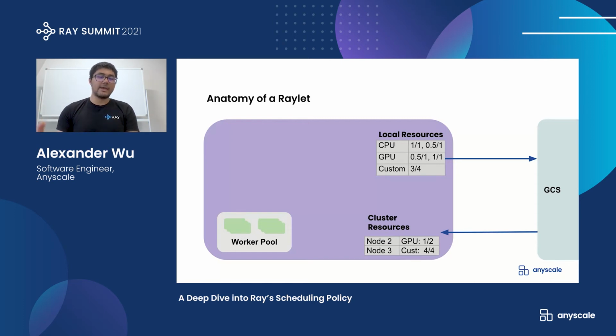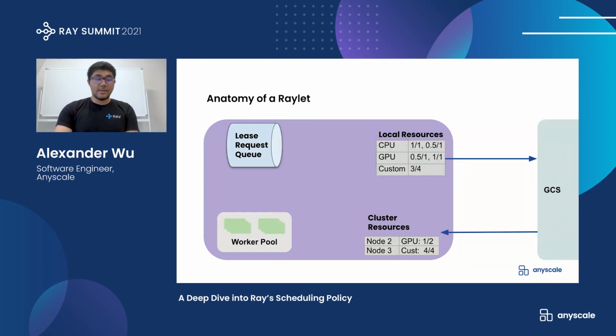And so in this way, a raylet can now have a semi-up-to-date view of what resources are available in the rest of the cluster. And by taking information like that into account, we can use that information to pick a good node for scheduling a task.